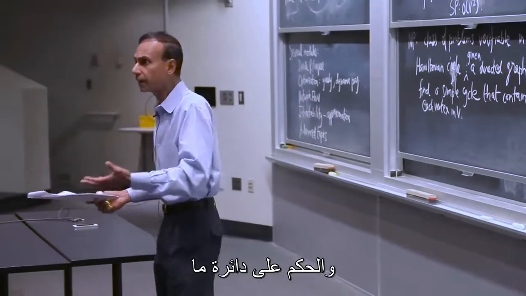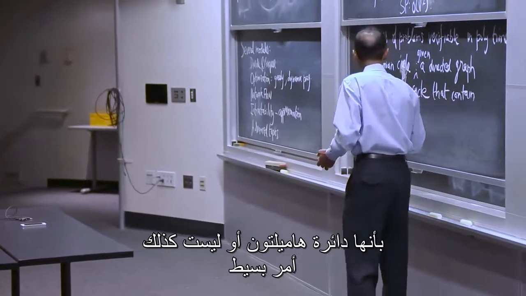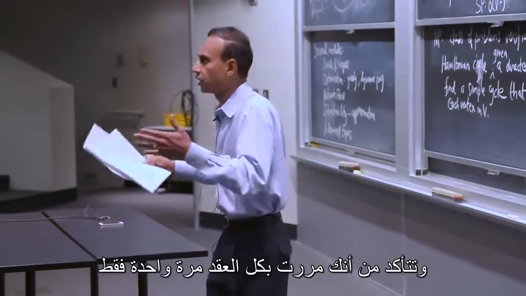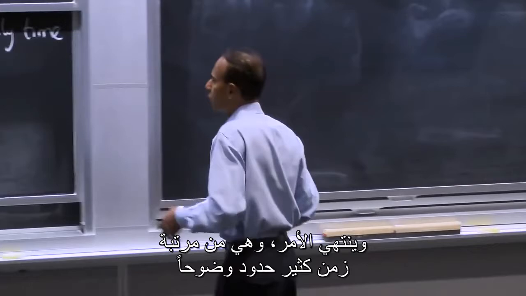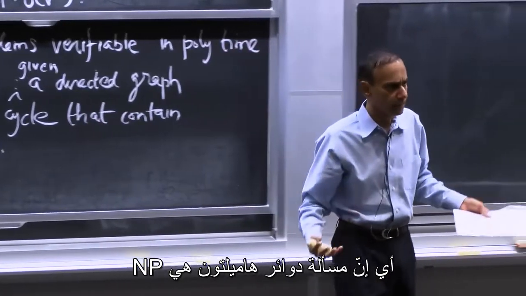Determining whether a given cycle is a Hamiltonian cycle or not is simple. You just traverse the cycle, make sure that you've touched all the vertices exactly once, and you're done. Clearly doable in polynomial time. So therefore, Hamiltonian cycle is in NP.